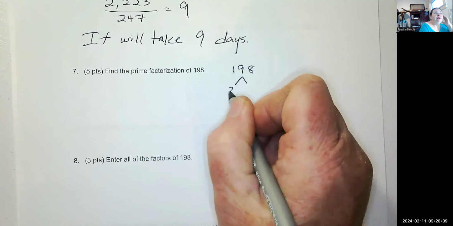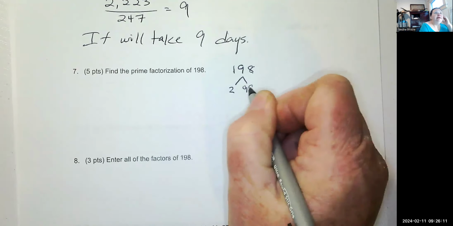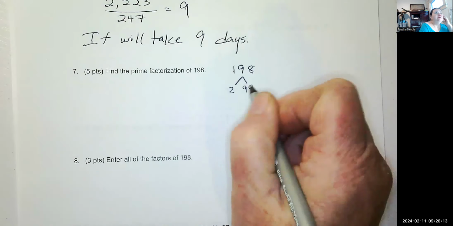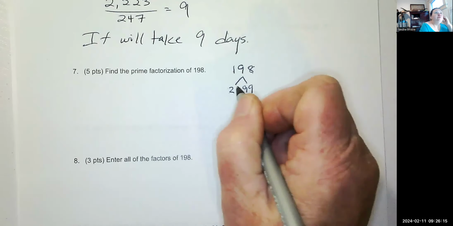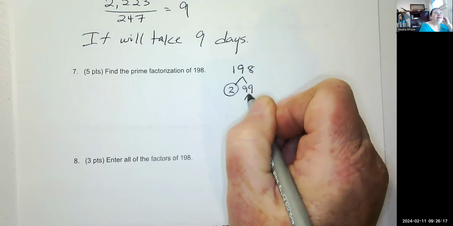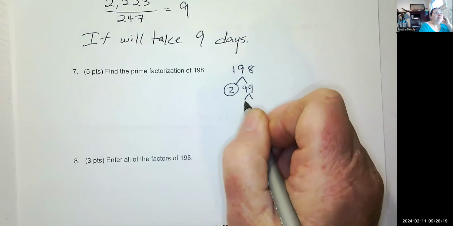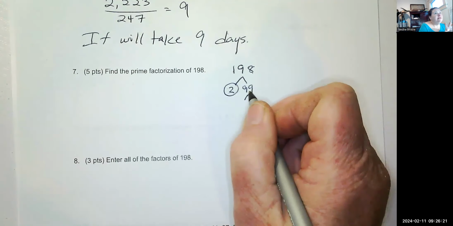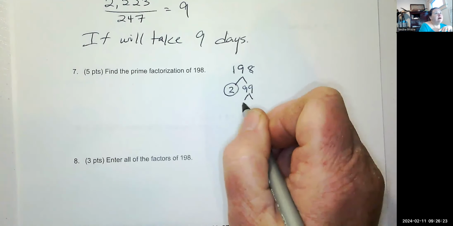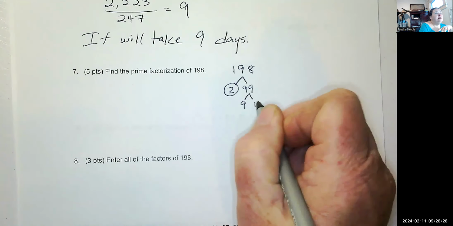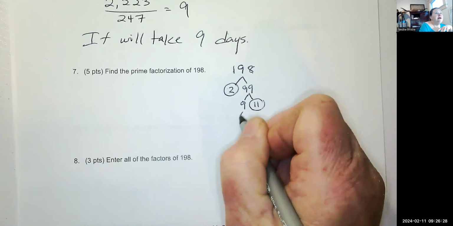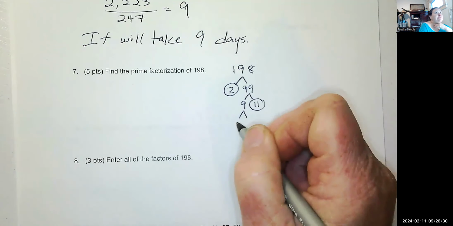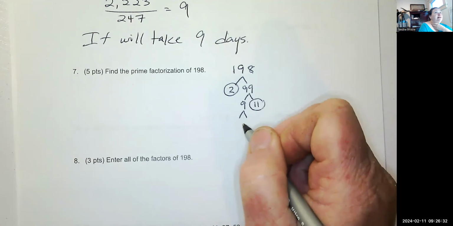But I'm just going to go with what my original was, which was 2 and 99. All right. 2 times 99 is 198. 2 is prime, so that one's done. I need to break down 99 until it's prime numbers. I know my 11s. 11 times 9 is 99. So 9 and 11. 11 is prime. I need to factor the 9 because it's still made up of 2 different numbers besides 9 and 1.